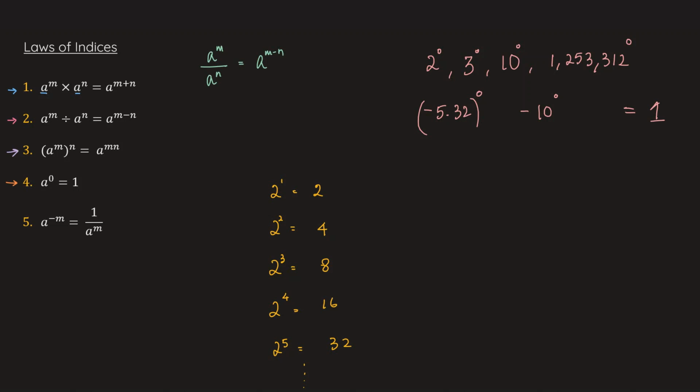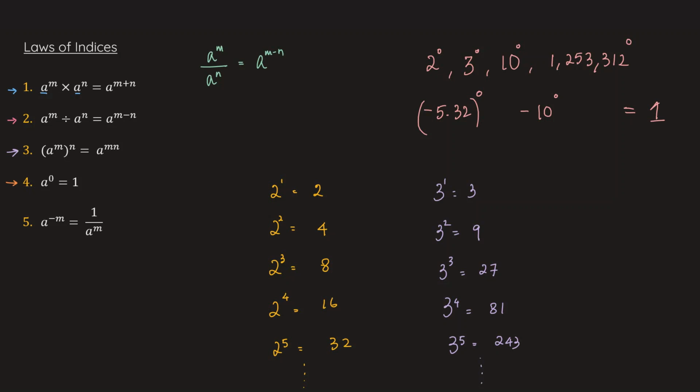And let's do the same with two more different bases. So let's go with 3 now. 3 to the power 1 equals 3. 3 to the power 2 equals 9. 3 to the power 3 equals 27. 3 to the power 4 equals 81. 3 to the power 5 equals 243. And that goes down forever as well.